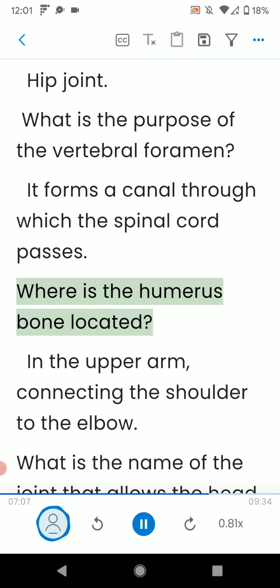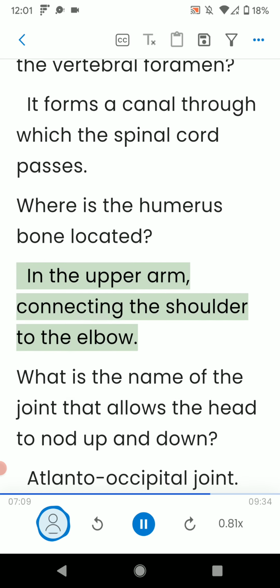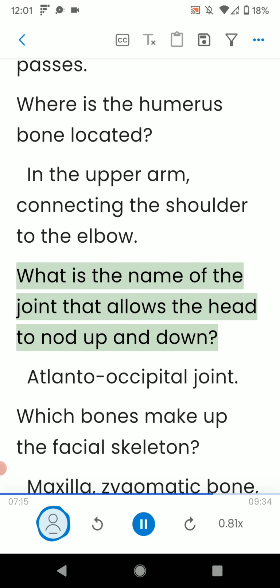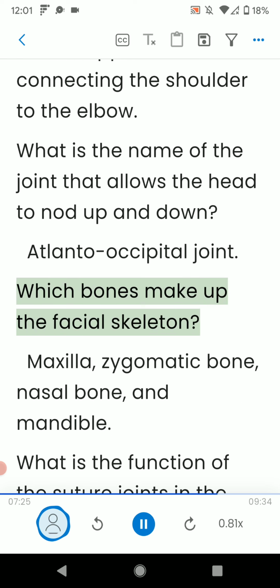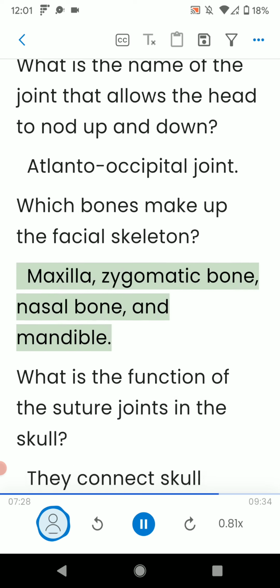Where is the humerus bone located? In the upper arm, connecting the shoulder to the elbow. What is the name of the joint that allows the head to nod up and down? Atlanto-occipital joint. Which bones make up the facial skeleton? Maxilla, zygomatic bone, nasal bone, and mandible.